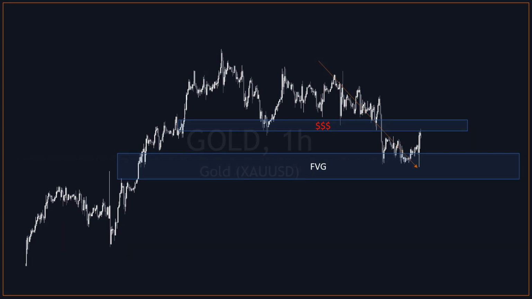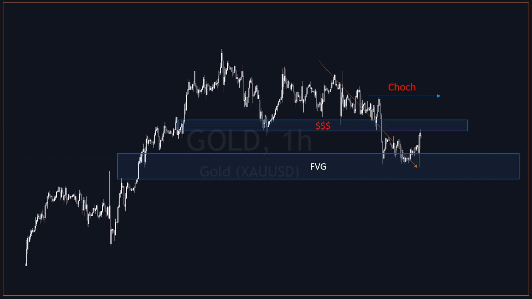All right, so from here we notice that price has mitigated our fair value gap, and what we want to see is a change of character before we enter the market, because a change of character is a signal that the short-term downtrend is coming to an end. The short-term downtrend is about to change.